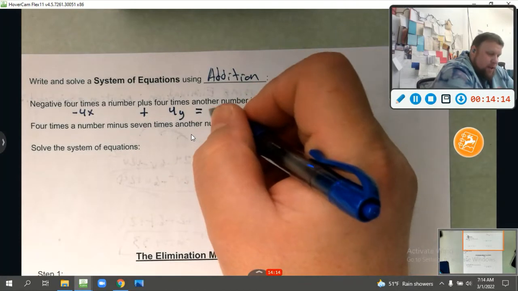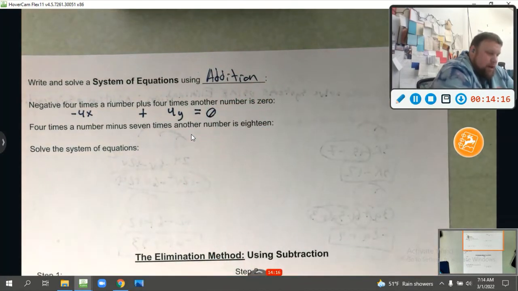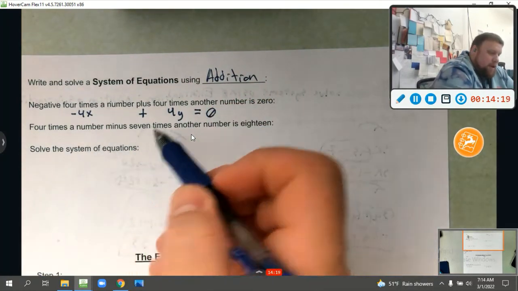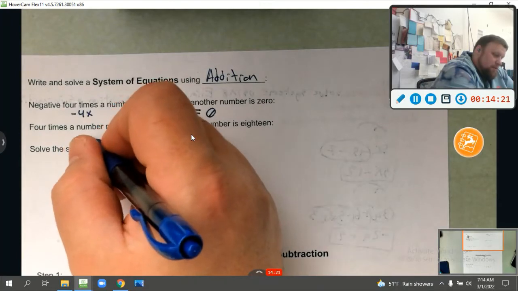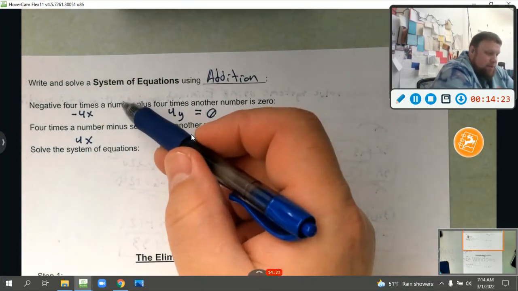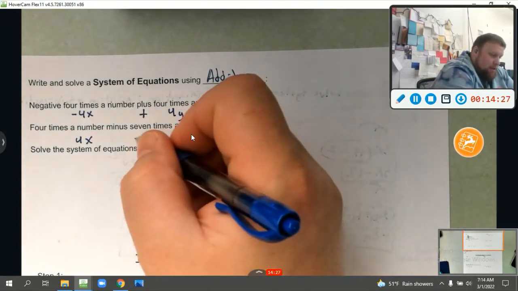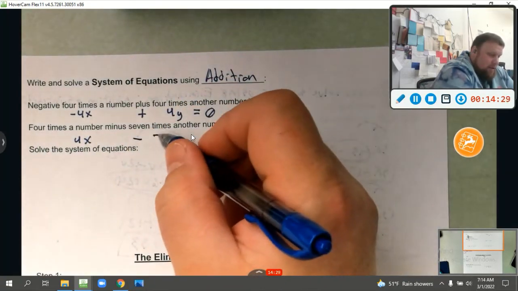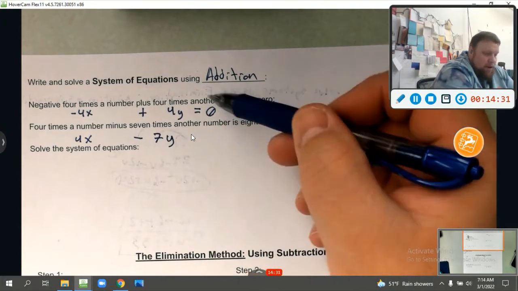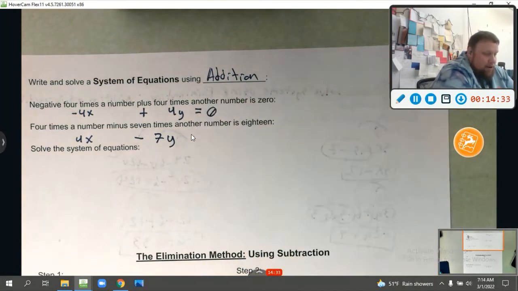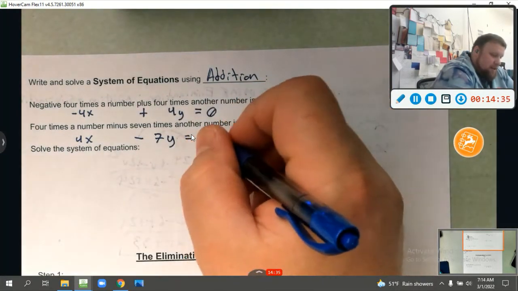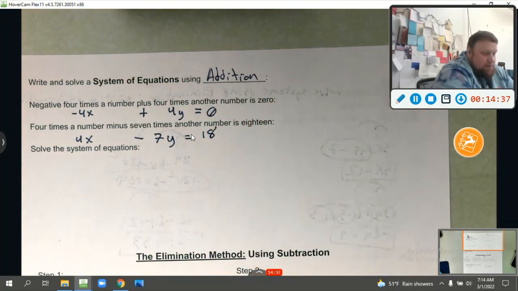Equals 0. Let's go down here. 4 times a number, 4 times x. If a number is x up here, a number is x down here. Minus 7 times another number. If another number is y up here, another number is y down here, is 18. Solve the system. Let's do it.